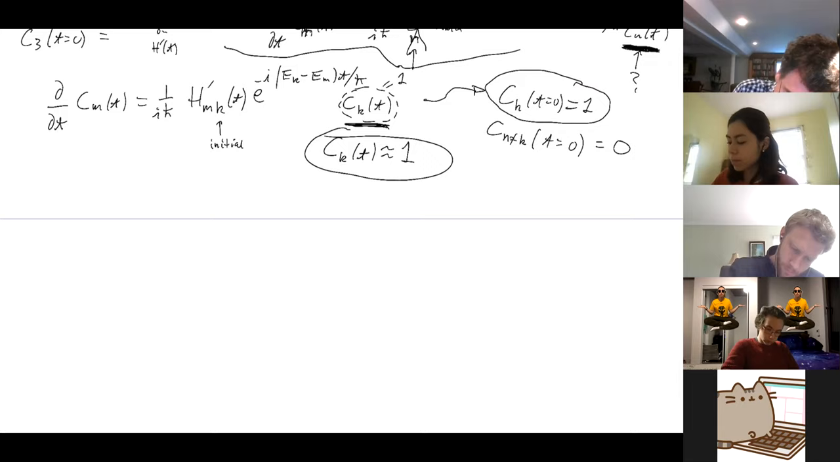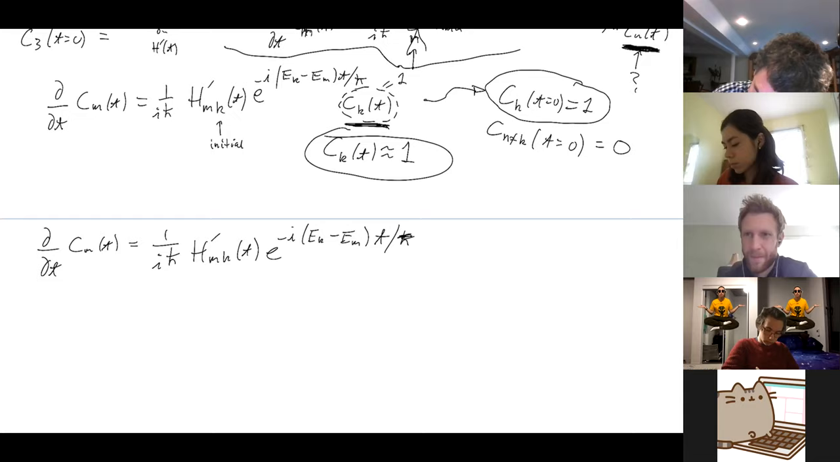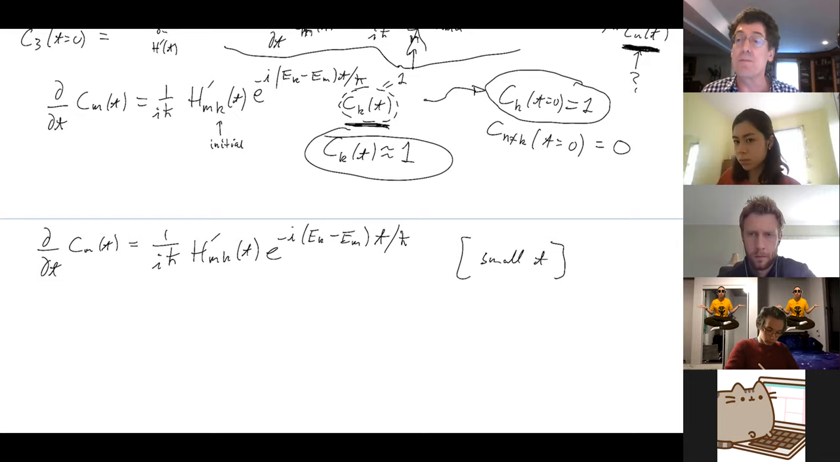d/dt c_m(t) equals 1 over i h-bar, H'_mk(t) e^(-i(E_k - E_m)t/h-bar). And the approximation that we've made is that it's over a short time, small t. Those are approximations. Now we've made it so simple that we can actually solve it, because it's so trivial now.